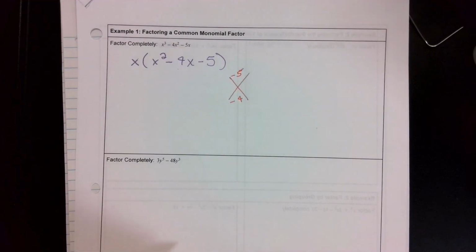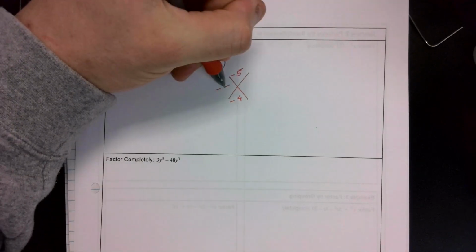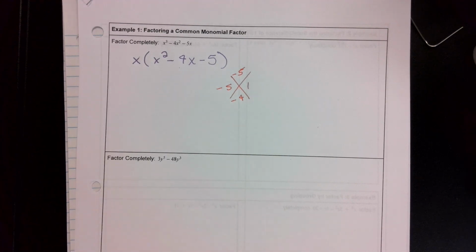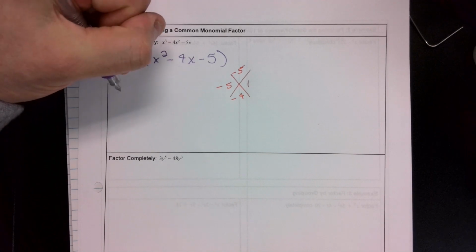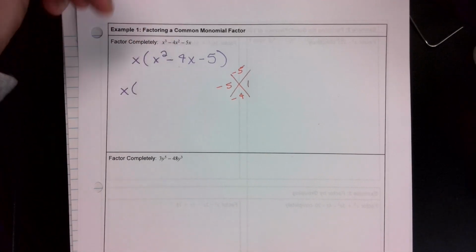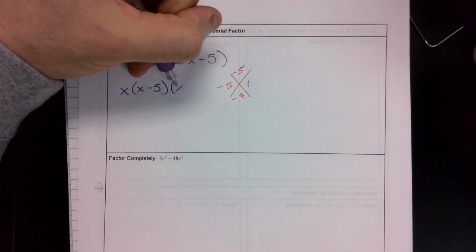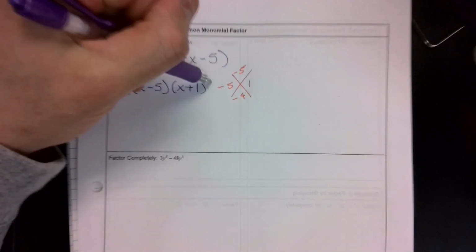And we look for two numbers that multiply to get negative 5 and add up to get negative 4. And those numbers are negative 5 and 1. And so now we rewrite this in factored form. We bring down our greatest common factor of x. But instead of writing x squared minus 4x minus 5, we write it as x minus 5 and x plus 1. And that is factored. We are good to go.